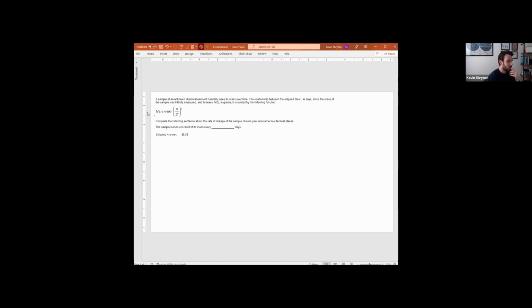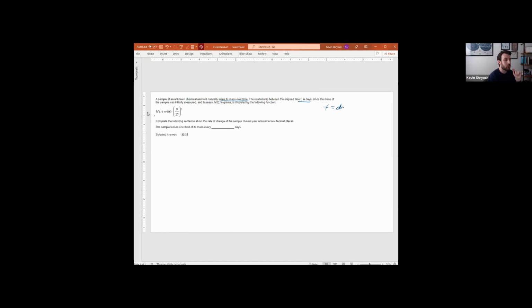So we got a sample of unknown chemical element naturally loses its mass over time. Good. So we should expect mass to go down. The relationship between the elapsed time, T, and date. So what's T mean? Time. Time in days specifically, days, right? Yeah. So number of days. All right, so we're going to lock that in.